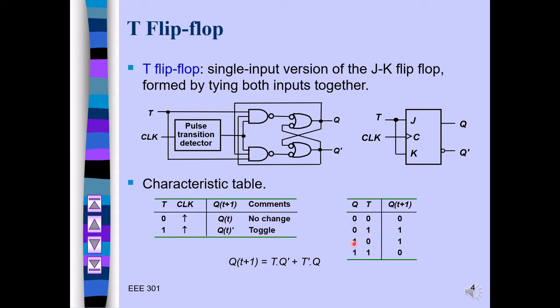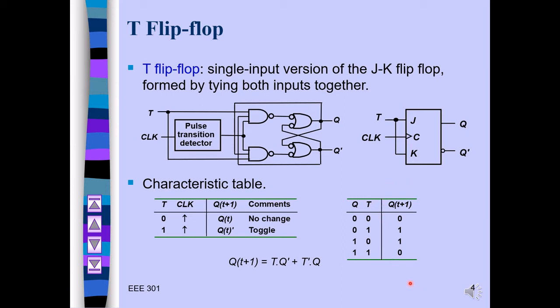For the last two, when your Q is 1, for T equals 0, 0 means no change. So previously you have 1, so it will remain as 1. Then T equals 1, so when T is 1, 1 means toggle. So previously you have 1, so toggle means 0, so it becomes 0.